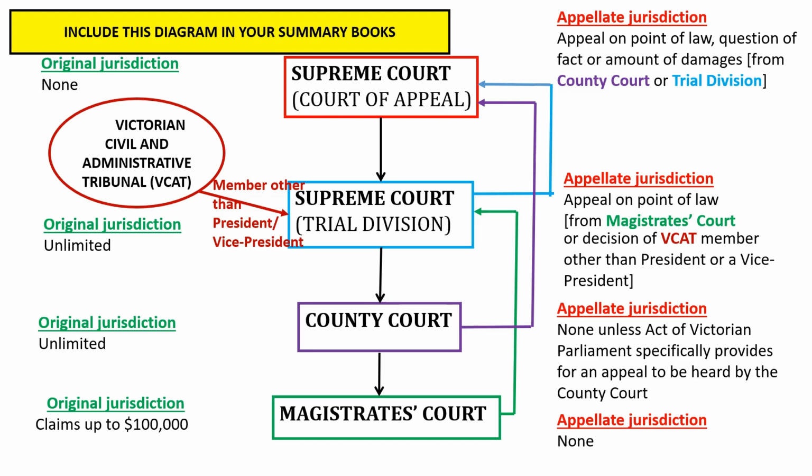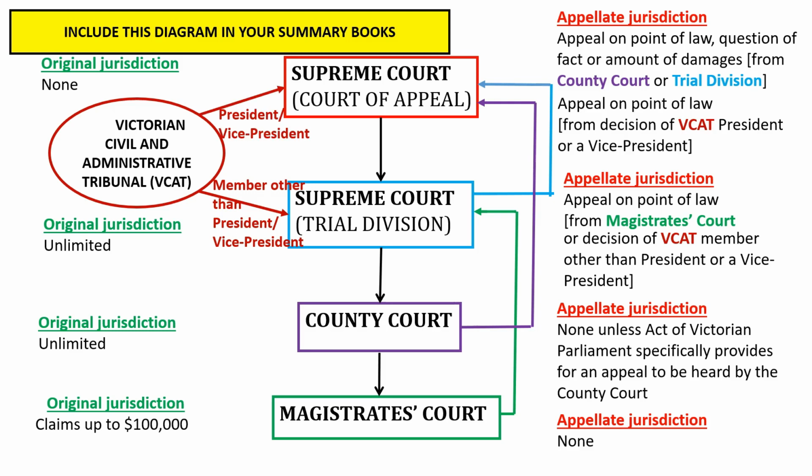On the other hand, if the decision in VCAT has been made by the president of VCAT or one of the vice presidents of VCAT, then a party may appeal from that decision to the Court of Appeal on a point of law. That is, where the party believes that the VCAT president or vice president has made an error of law or has misapplied the law.